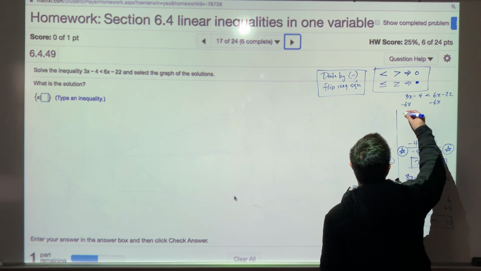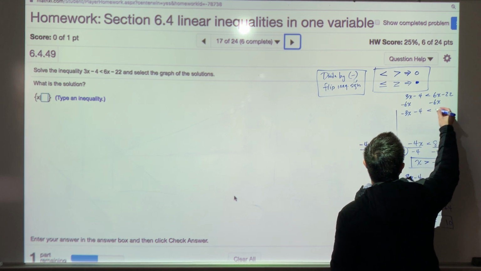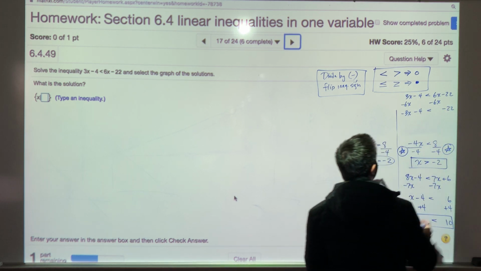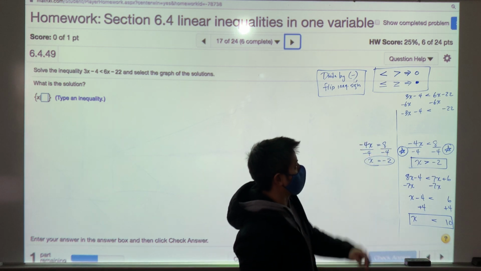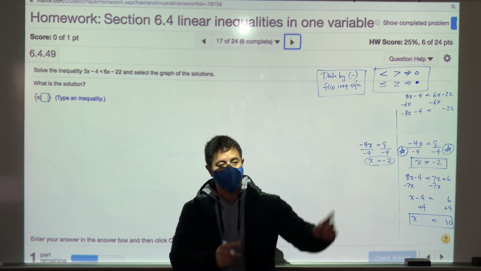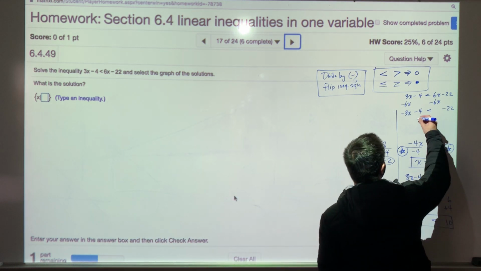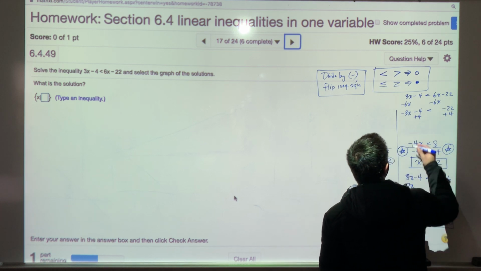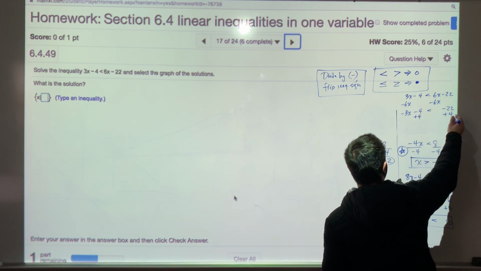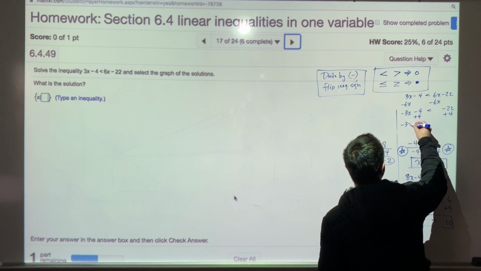3x minus 6x is a negative 3x, minus 4 is less than negative 22. Great. So that is the result of moving the 6x over to the left. If the x's are on the left, that means this negative 4 is going to need to go to the right. And so I will add, or do the opposite to that -4, to get it to move to the right.